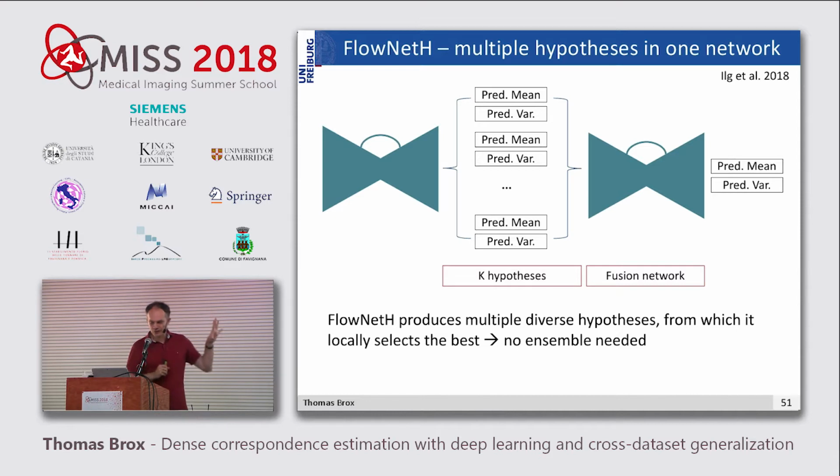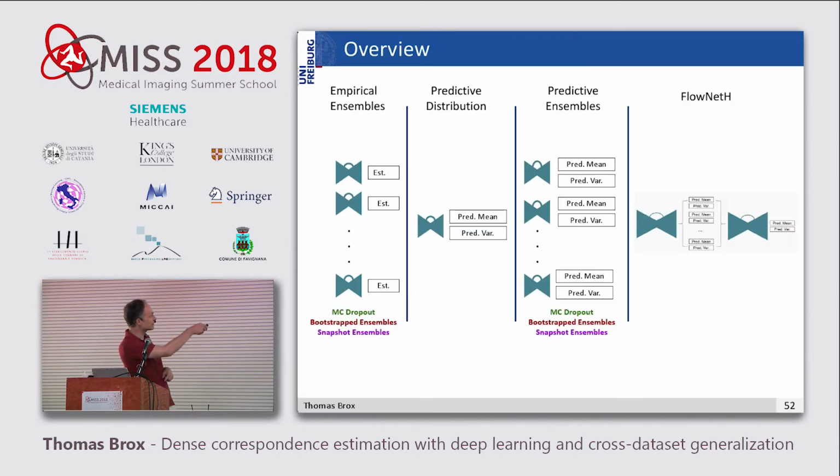So here's an overview of all these approaches. There are these empirical ensembles. Then you have the predictive distribution, a single network that produces both mean and variance. Then you have the predicted ensembles, which is an ensemble of these networks, and then you have this FlowNet H, which produces multiple hypotheses. And for these ensembles, we also tried multiple ways to produce the ensemble.